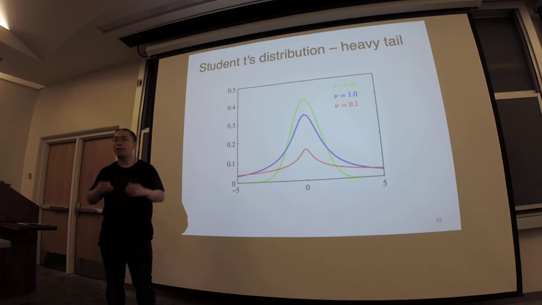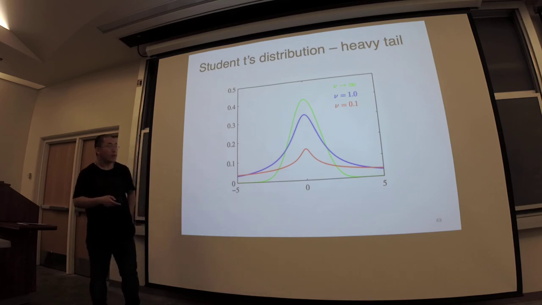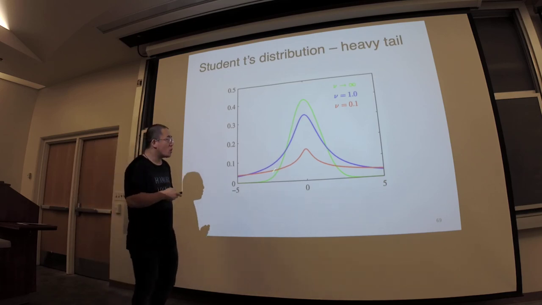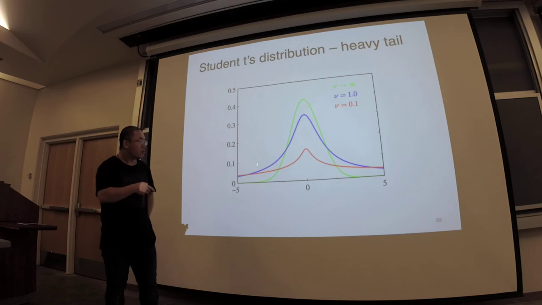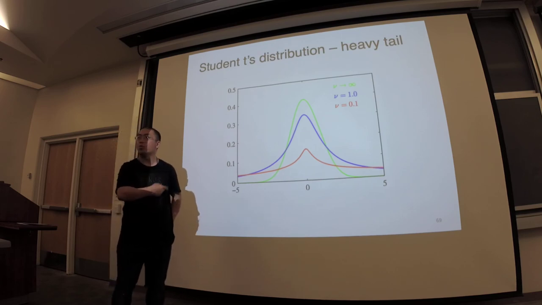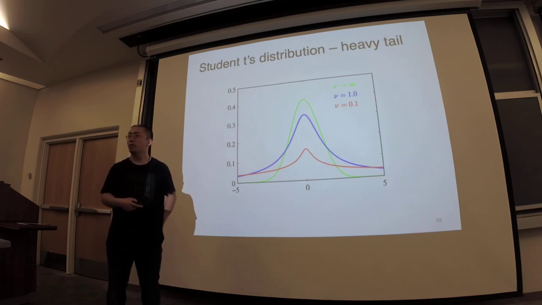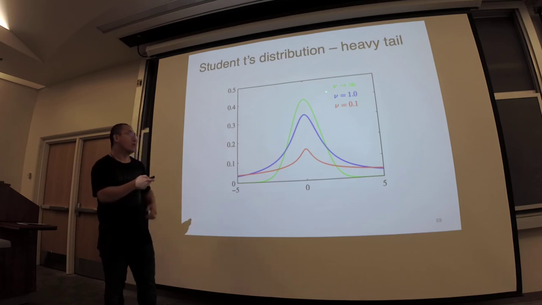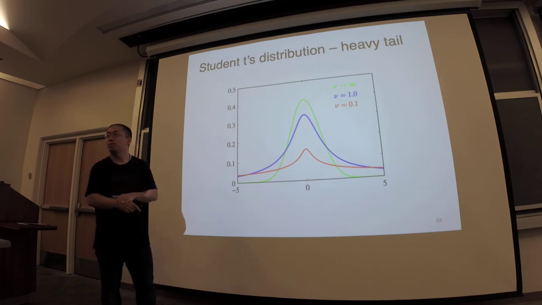But usually we don't have a large degree of freedom, and the Student t distribution will typically put much more mass on the tails. That's why it's called a heavy tail distribution, unless you enlarge nu larger and larger, and then it becomes more and more concentrated.